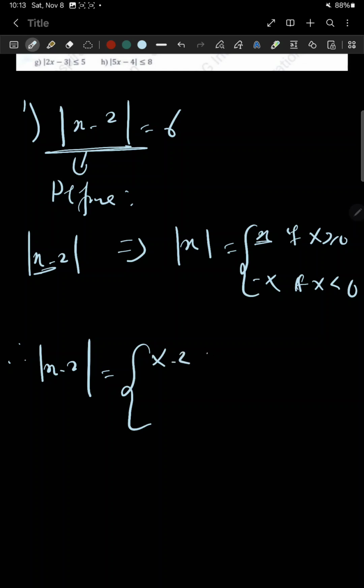So it will be x minus 2 if x minus 2 is greater than or equal to 0, then negative x minus 2 if x minus 2 is less than 0.